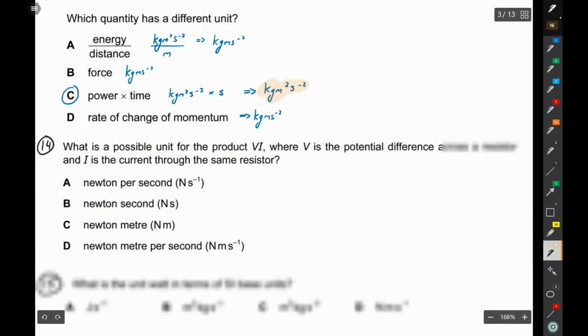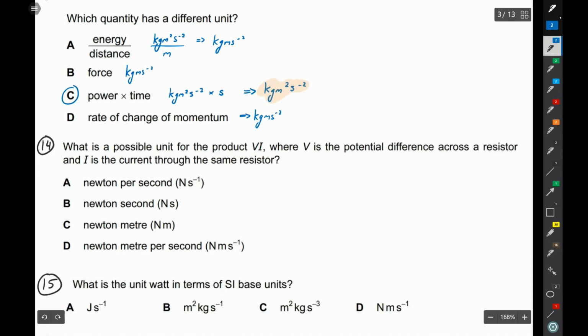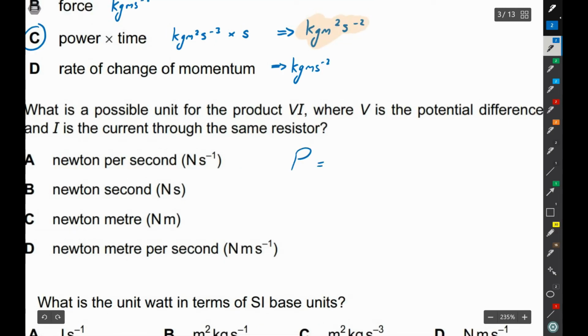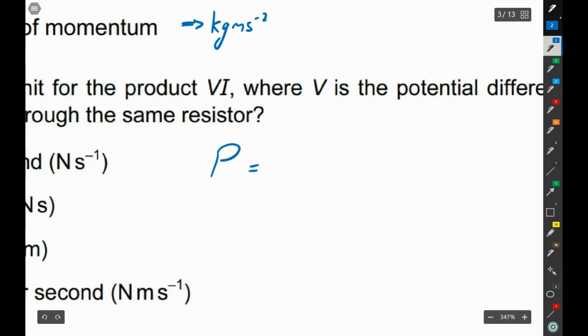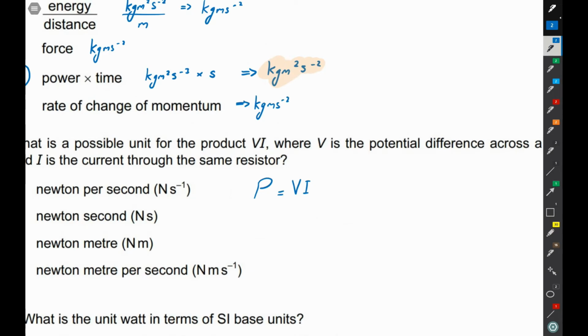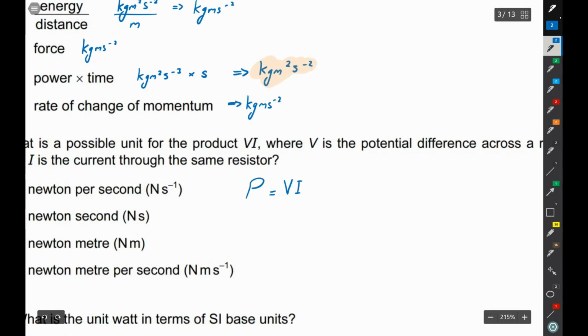Question number 14. What is a possible unit for the product VI, where V is the potential difference across the resistor and I is the current through the same resistor? Right. So now power का formula क्या पढ़ा in current electricity? Power is IV, या फिर VI, and that is exactly what we have been given in the question. ठीक है. So हमसे इसमें power की units पूछे हुए. ठीक है. Now base unit नहीं पूछे हुए, हमसे सिर्फ unit पूछे हुए.